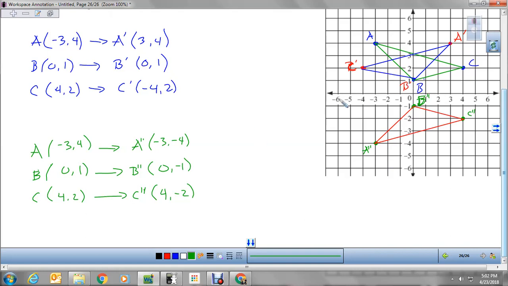We're reflecting it across the x-axis, which means that the original figure here in green will flip down here. So A is 3 units to the left and 4 units up, so it's going to be 3 units to the left and 4 units down. B will be at 0, 1 to start off with. It will be at 0, -1 to end up at. And then C prime, or C double prime, is going to be at the original C, which is at 4, 2, so it's going to be at 4 and -2.